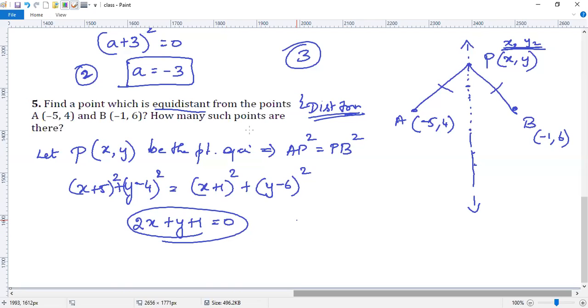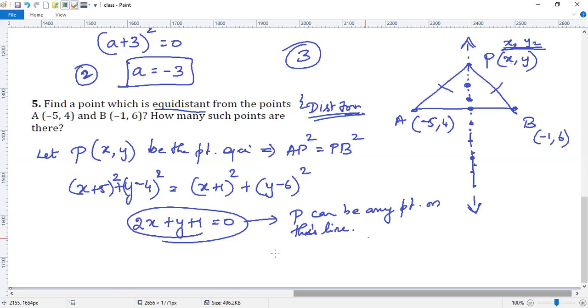Ma'am, I'm not able to understand this step. No, this point P is just x comma y. Only if they give you a specific value of x can you have a specific value of y. Otherwise, this P can be this point, or this point, or even the midpoint of this line. This point P, which is equidistant from A and B, can be any point which lies on this line. That is why we got a line equation here. So P can be any point on this line.